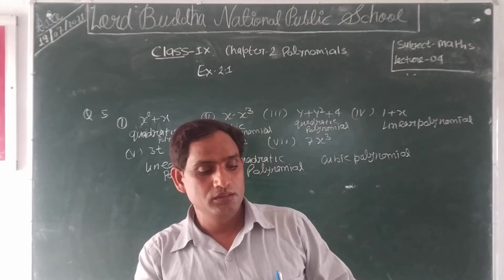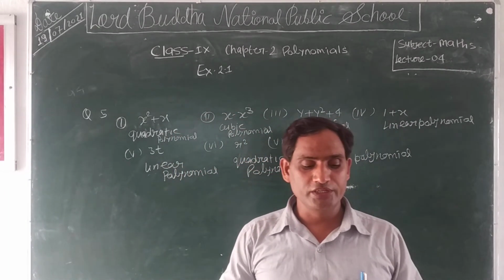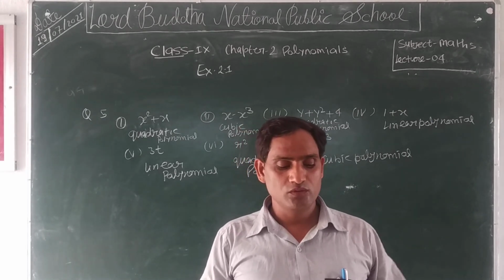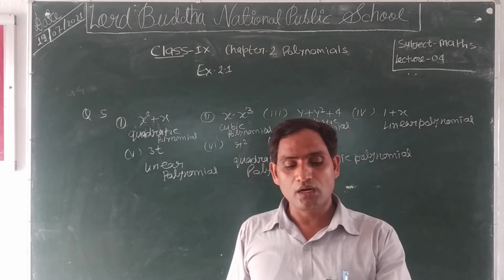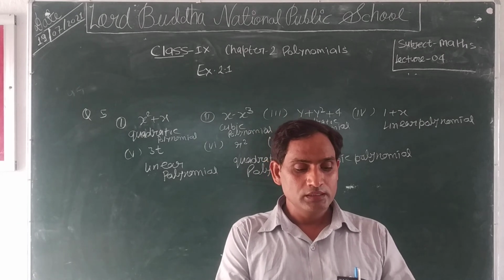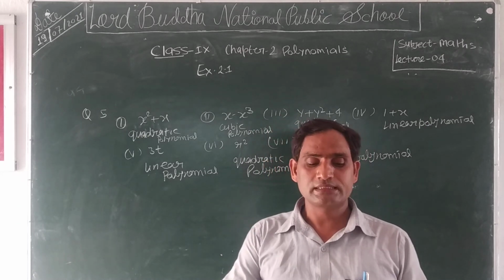In this way exercise 2.1 is completed. In the next lecture we will discuss zeros of polynomial and we solve exercise 2.2.